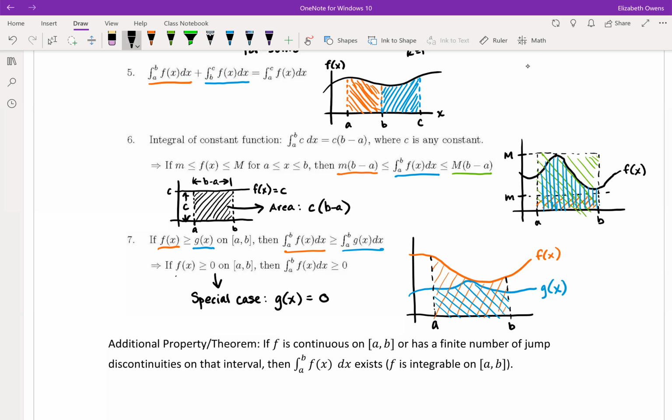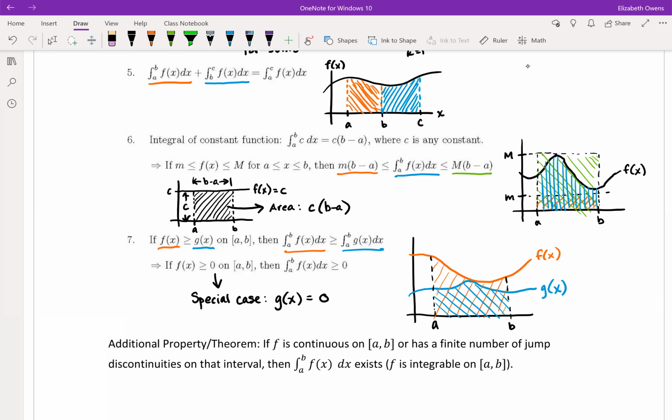And you can think of that in relation to the idea of net area. Things above the x-axis have positive net area. Anything below the x-axis would have negative net area, but this right here is saying that we don't go below the x-axis in this case. All right, so there's property 7.